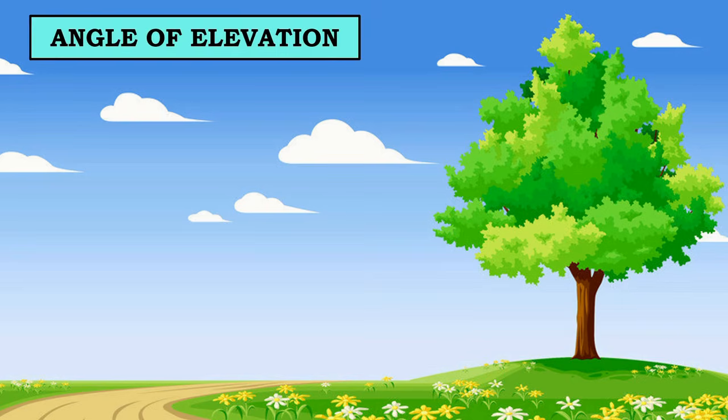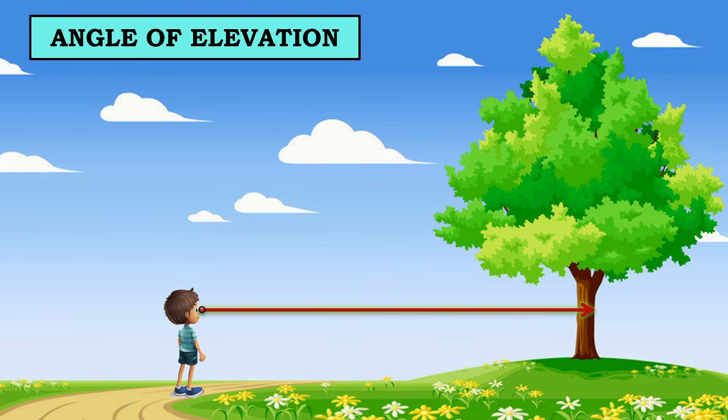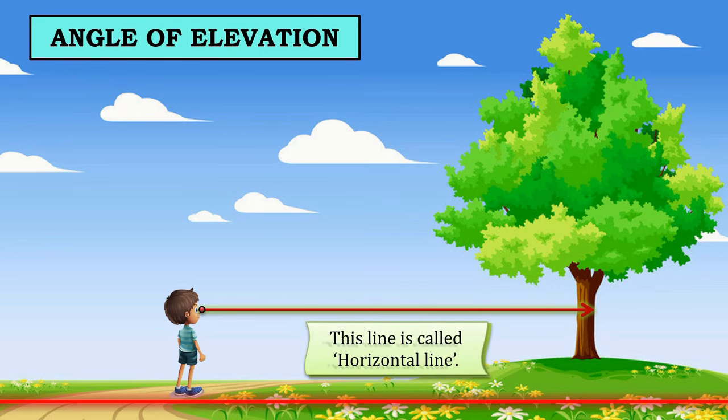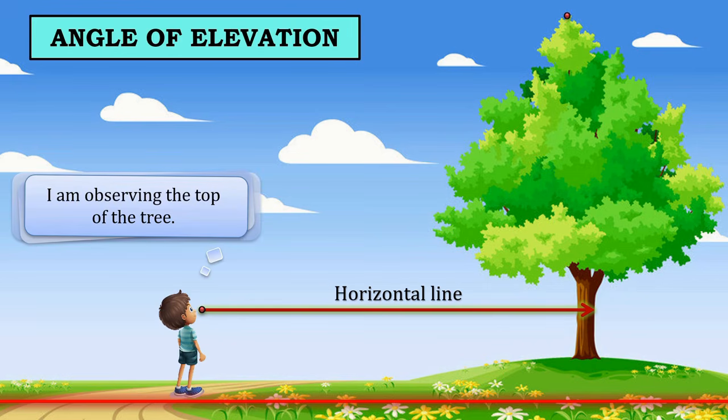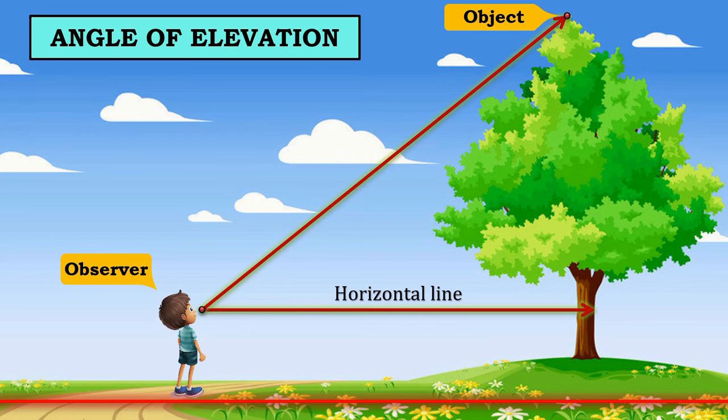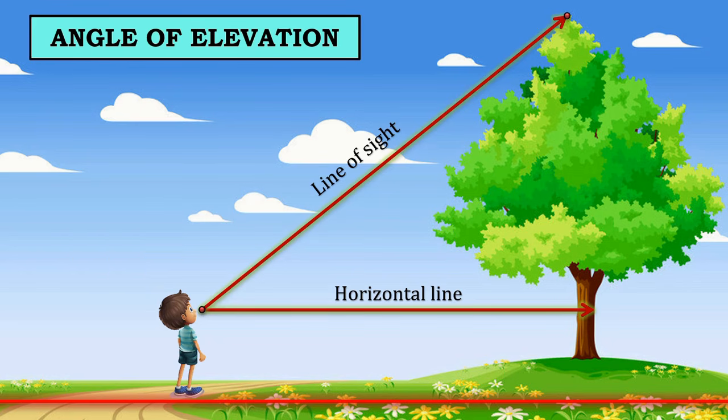Now let's move on to the next important term, angle of elevation. First, notice this horizontal line passing through the eye of the observer. This line is parallel to the ground, and it is called the horizontal line. Now, the observer is looking at the top of the tree. The imaginary line joining the observer's eye to the top of the tree is the line of sight. So, we now have two lines meeting at the observer's eye, the horizontal line and the line of sight. Can you see that these two lines are making an angle? Yes. This angle is called the angle of elevation.